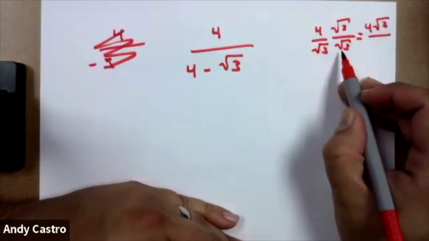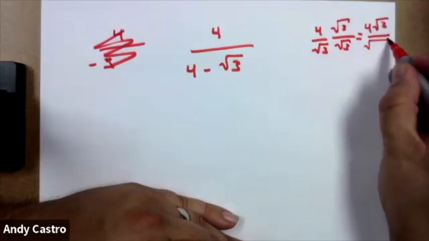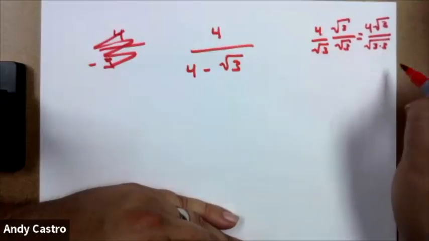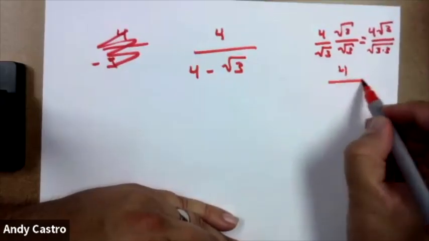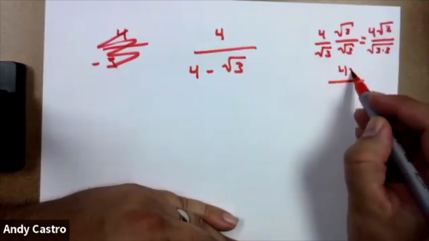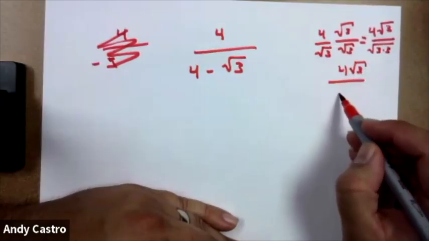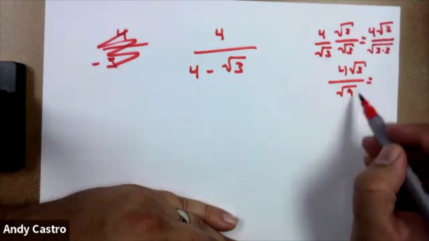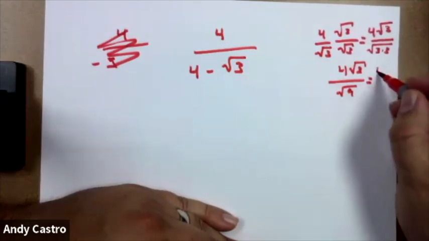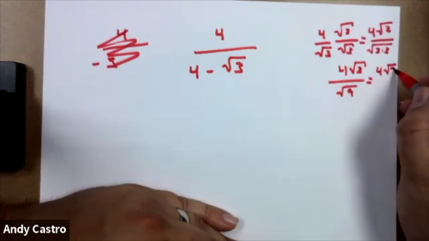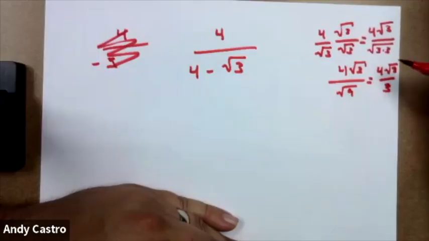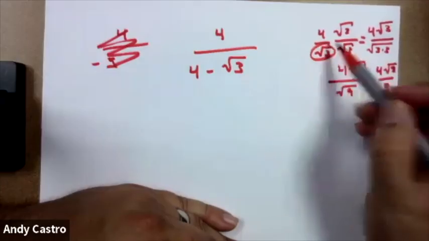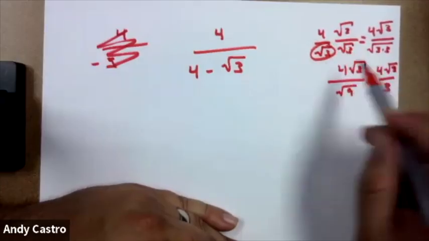In here, root 3 times root 3, that's root 3 times 3, that's root 9. So 4 times the square root of 3 over the square root of 9. Square root of 9 is 3. So what you're left with is 4 times the square root of 3 over the number 3. So notice how the radical is now in the numerator, whereas before it was in the denominator. And that's what we have to do.